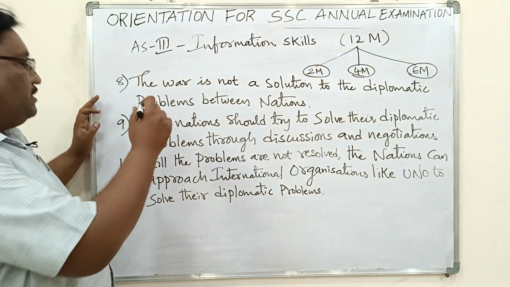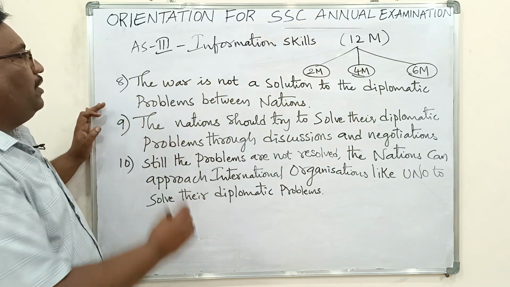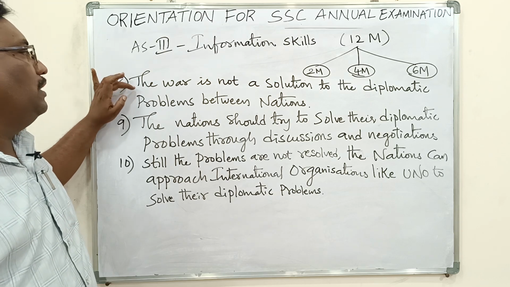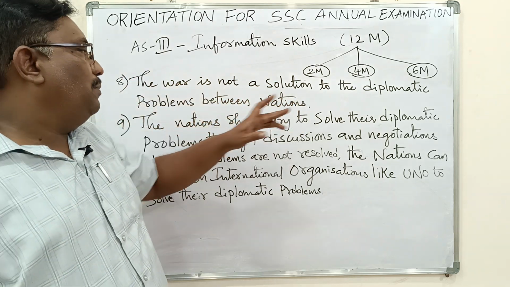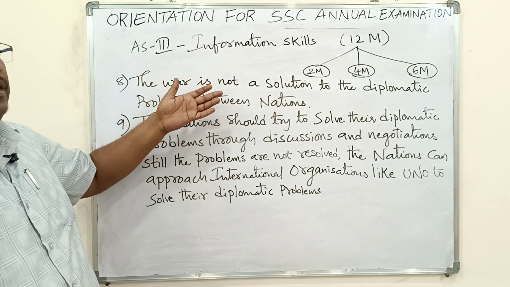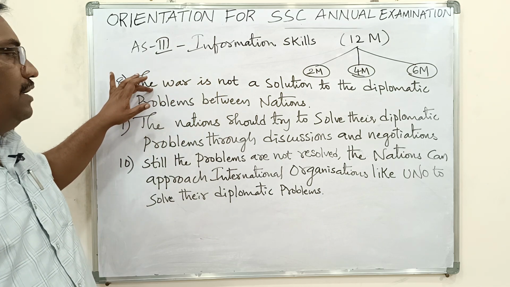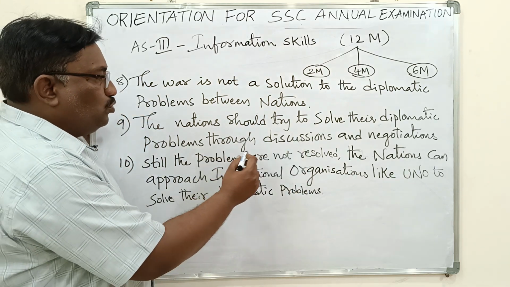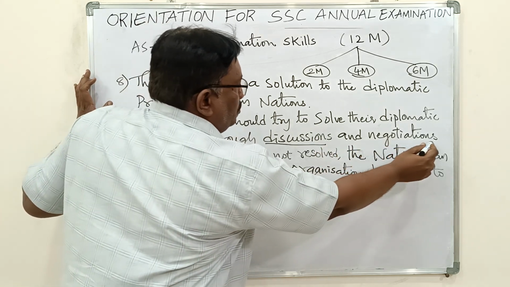Students, let us continue. After the 7th point, now the 8th point, the war is not a solution. Here we are going for the conclusion. The war is not a solution to the diplomatic problems between nations. When there is a diplomatic problem between nations, war should not be the solution. So what they have to do? The nations should try to solve their diplomatic problems through discussions and negotiations.